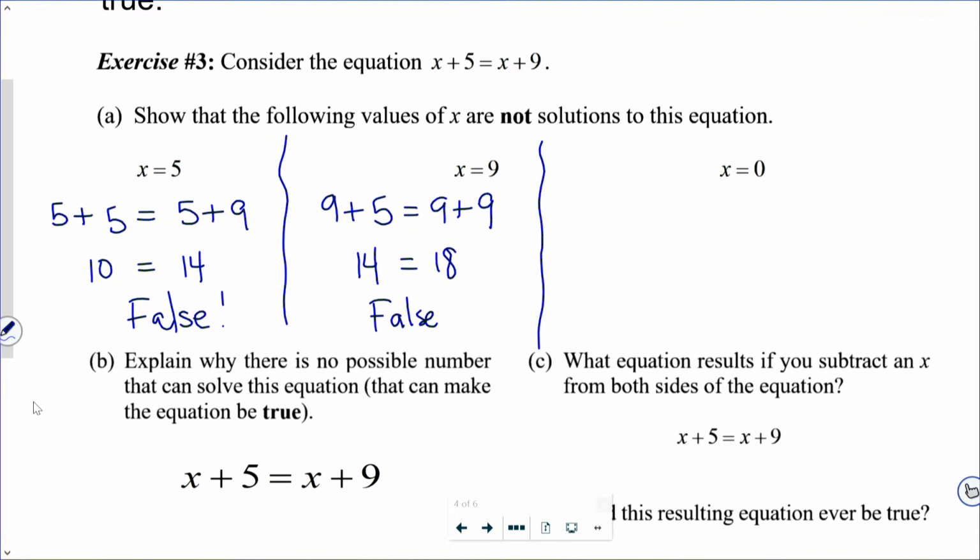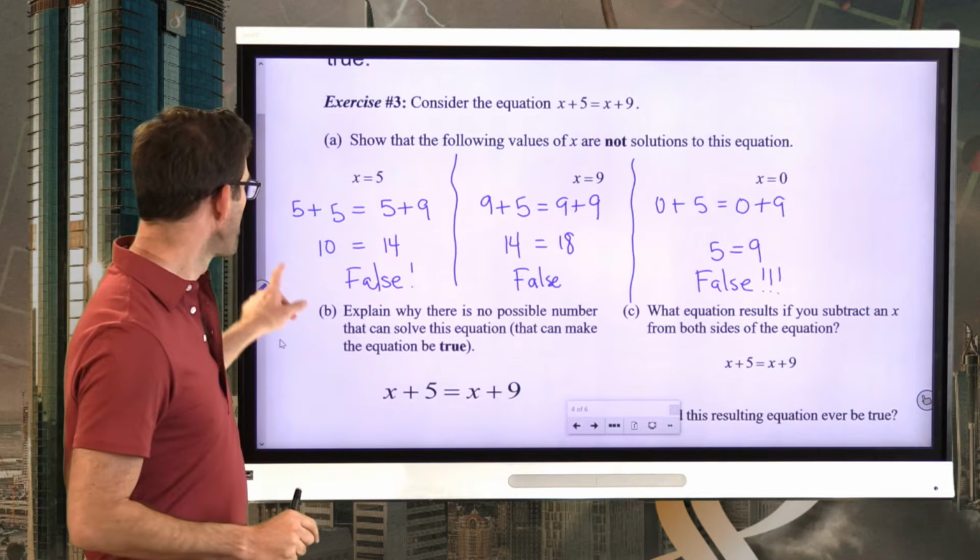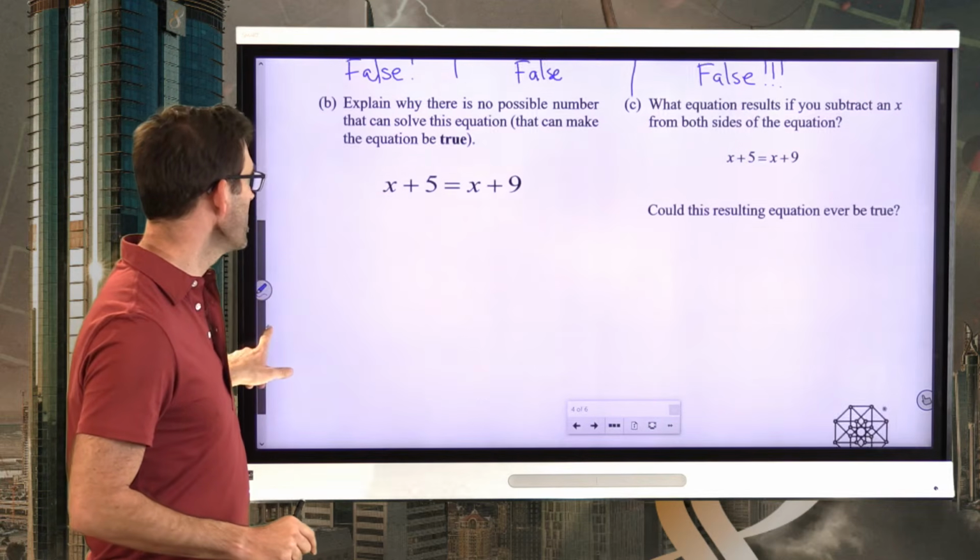Let's do x equals 0. 0 plus 5 is equal to 0 plus 9. 5 is equal to 9. No, that's false. All right. So all these are false, right? And you probably understand why. I mean, take a look at letter B.